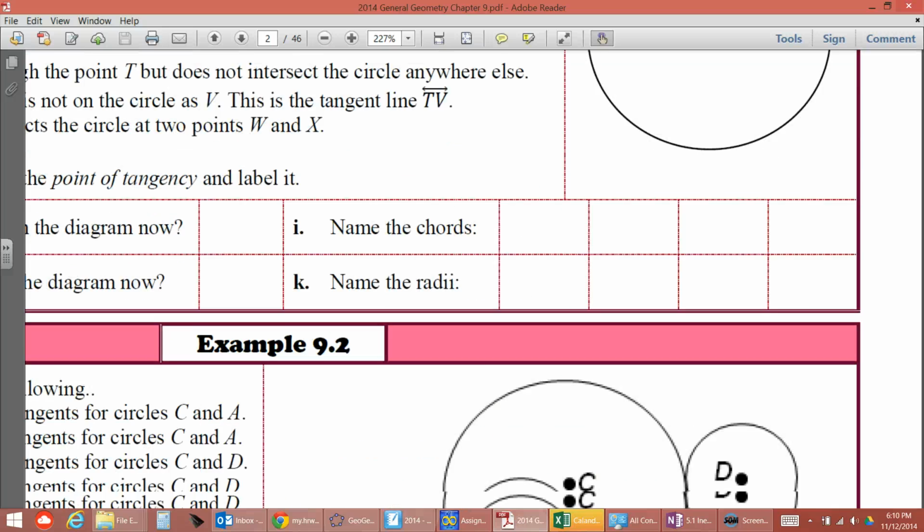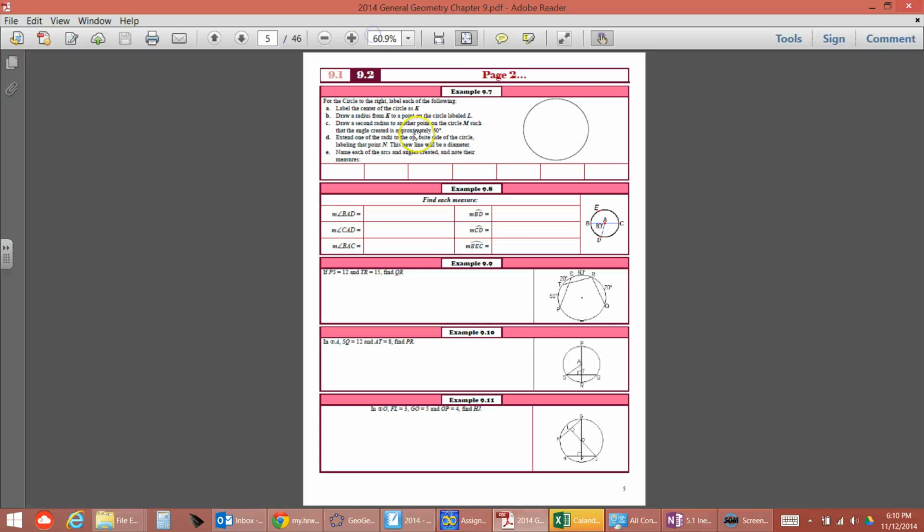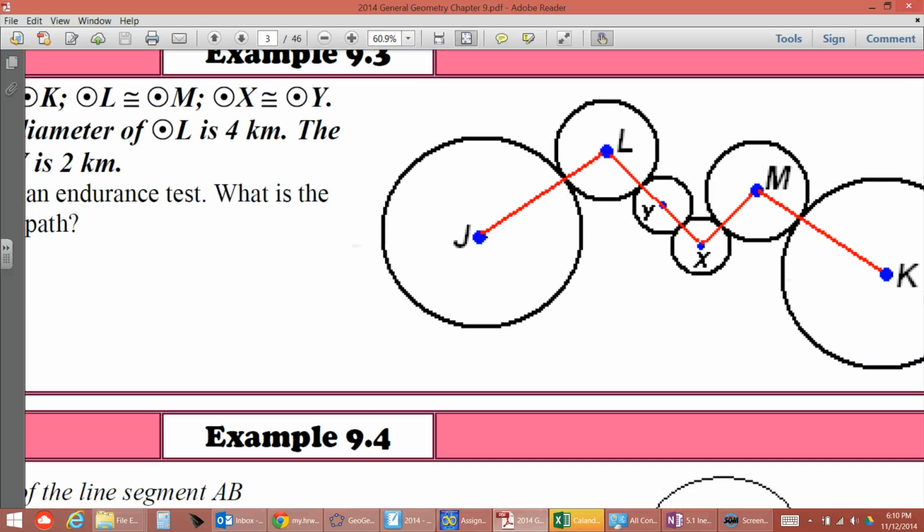Oh, man. What is going on here, people? It was all working perfect, and then it ruined it. All right.